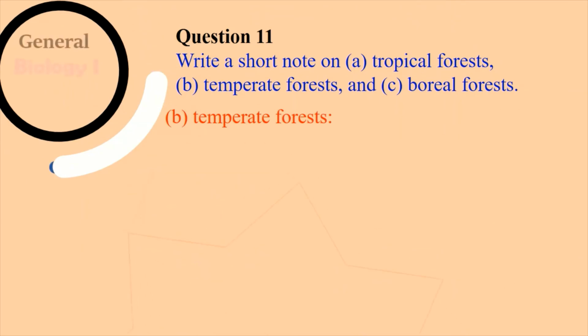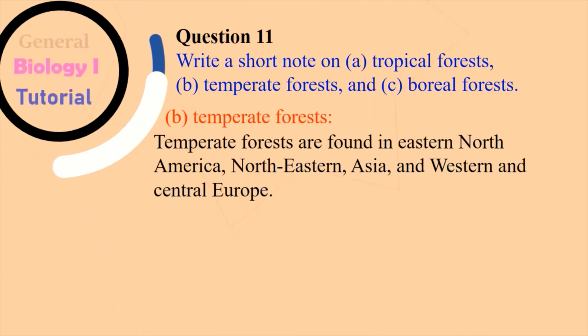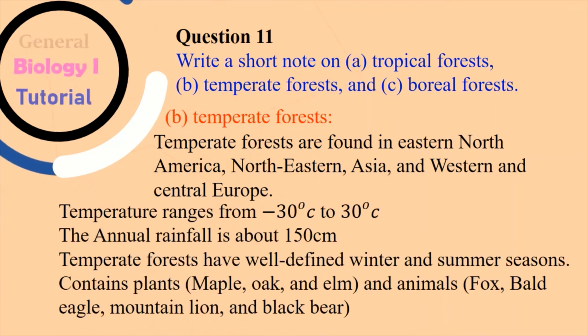B. Temperate forests. Temperate forests are found in eastern North America, northeastern Asia, and western and central Europe. Temperature ranges from -30 degrees Celsius to 30 degrees Celsius. The annual rainfall is about 150 centimeters. Temperate forests have well-defined winter and summer seasons. Contains plants: maple, oak, and elm, and animals: fox, bald eagle, mountain lion, and black bear.